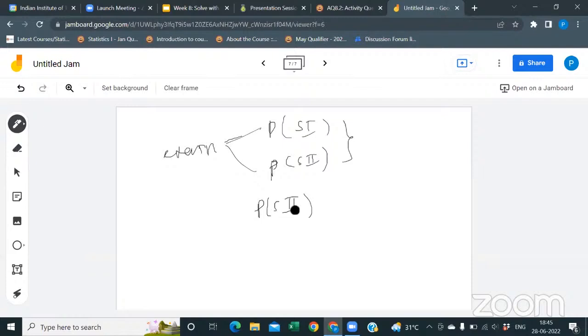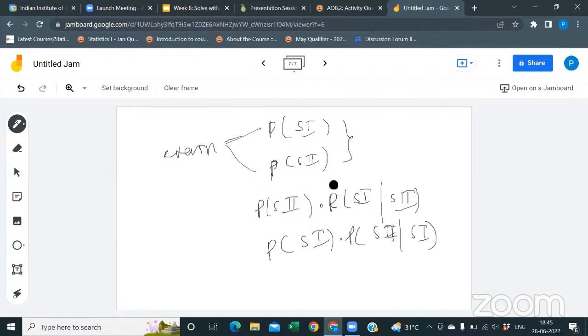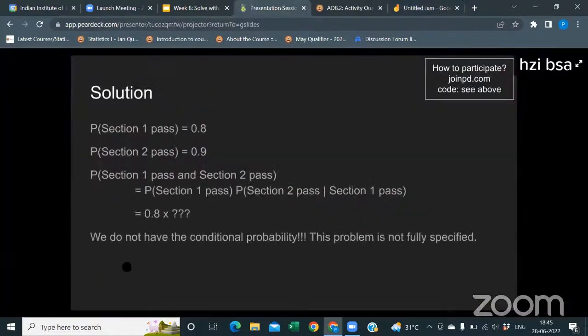But here the problem is not fully specified. We do not have this quantity. We have just passing section 2, not given section 1 pass. If you pass section 1, then what will be the probability of passing section 2? All of you getting my point or not? If it was mentioned in the question that it is an independent event, then the answer will be 0.72. Yes, if it is mentioned, then only.